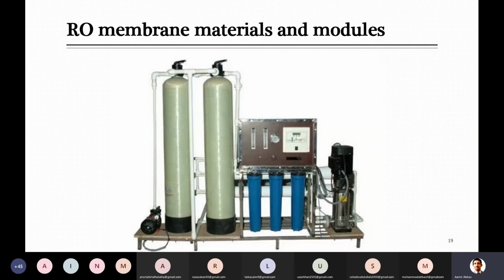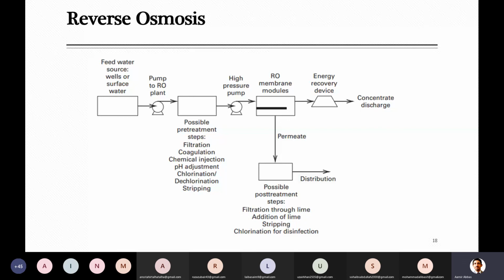So due to this reason, all those things which can be easily removed before bringing the water to the membrane are removed. And most of the time when you bring it to the membrane, you usually have these monovalent salts along with the water. They can be removed with the help of this membrane. So this is one diagram from your textbook showing how the reverse osmosis system works.